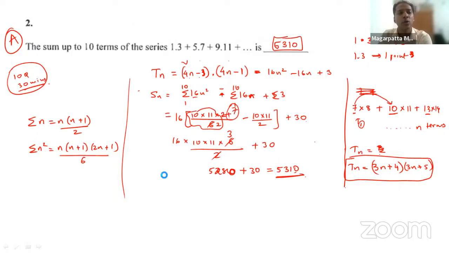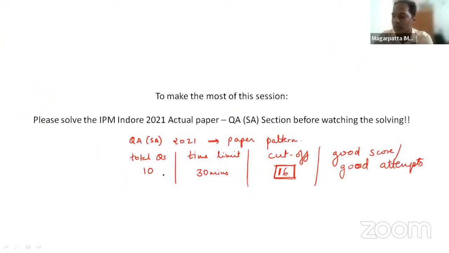Okay. So a good score in this would be 24 plus, and good attempts would be 8 plus. You attempt 8 questions, maybe 1 or 2 go wrong because of calculations or any reason, but a 24 plus would only be a good score here. Okay, minimum 24 plus.